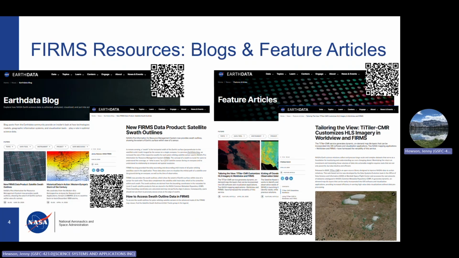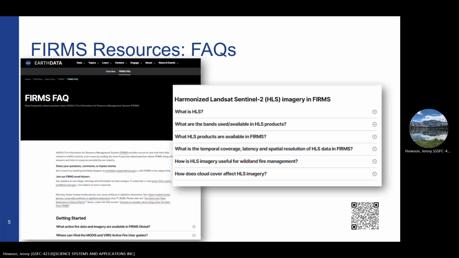And then in terms of feature articles, again, these are available through NASA Earthdata. I've included the QR code for the feature articles. And then the QR code for a feature about the T-Tiler CMR service, which underlies much of the HLS imagery in FIRMS. All right, moving on to FAQs. There is this extensive list available, and it actually includes a section on the HLS imagery in FIRMS, and so I've included the QR code for that.